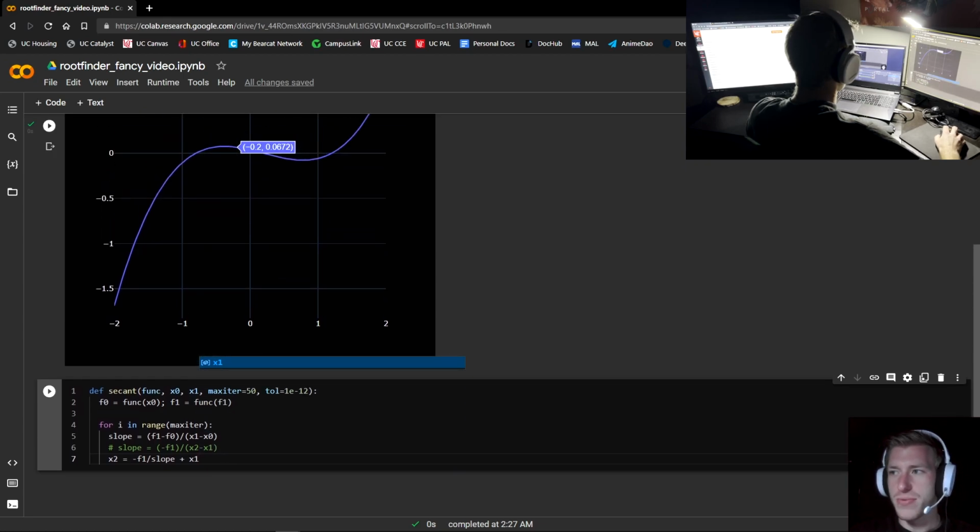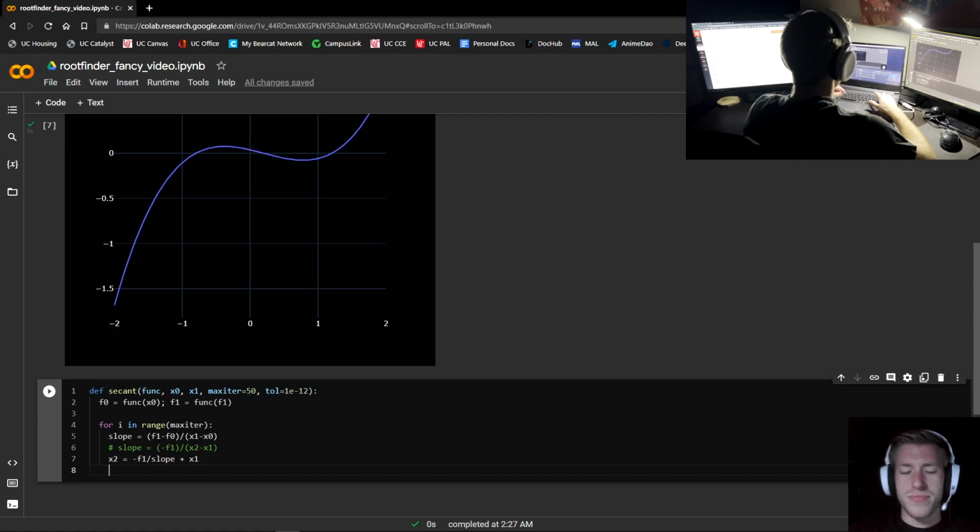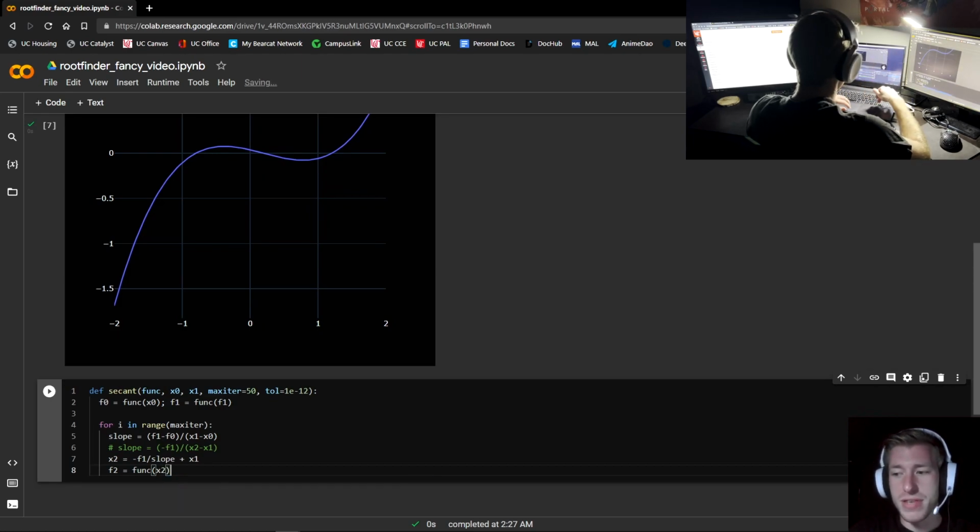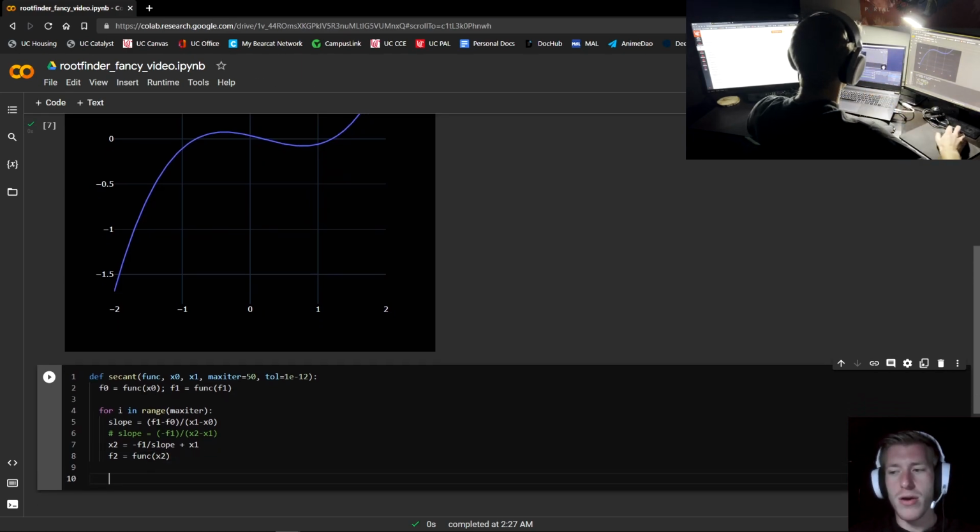So again, if the analogy was we had a point here, we had a point here, we draw the line between them. We say, hey, on this line, the 0 lies right about here, x is negative 0.44. So we've just calculated negative 0.44. So now all we have to do is figure out the new y value, which is going to be, for this example, 0.0768. It's pretty easy to calculate that because f2 is just going to be equal to the function at x2. Easy peasy.